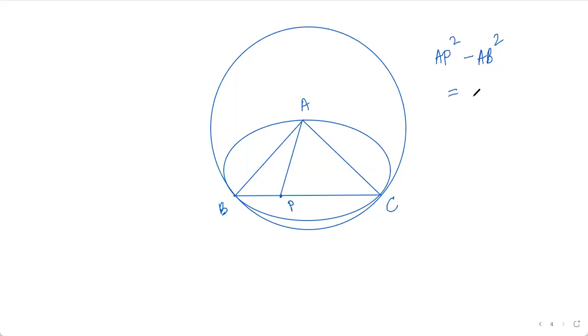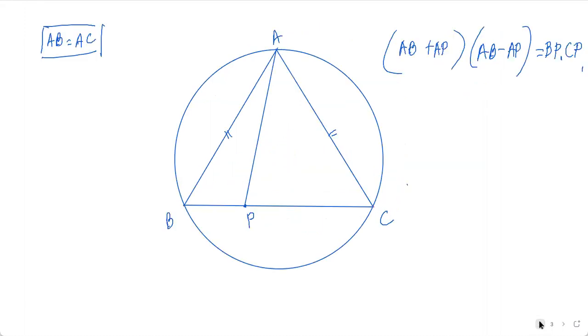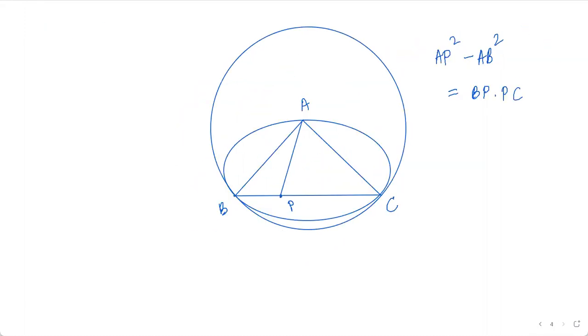The power of the point is also PB times PC, because those chords are intersecting. So PB times PC. Fine. Yes, using power of the point, this is done. This is what you are looking for, right? This is a correct proof.